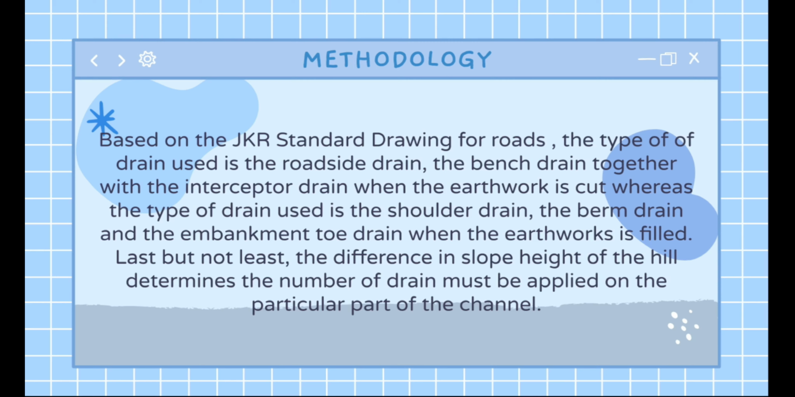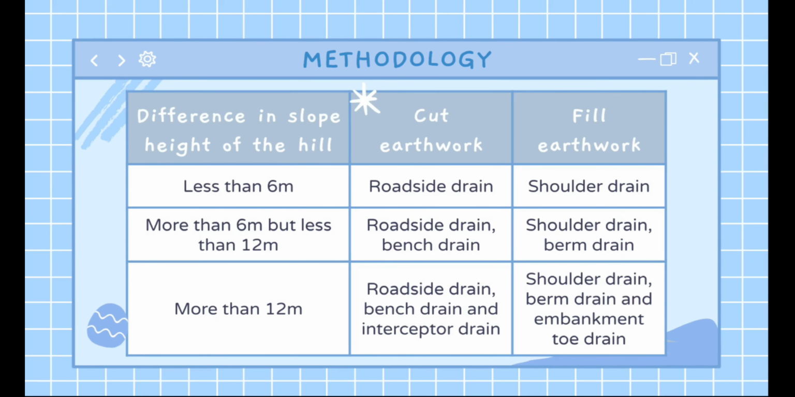Last but not least, the difference in slope height of the hill determines the number of drains that must be applied on the particular part of the channel. This is the difference in slope height of the hill. If less than 6 meters, the cut earthwork is roadside drain. For the fill earthwork, it is shoulder drain.